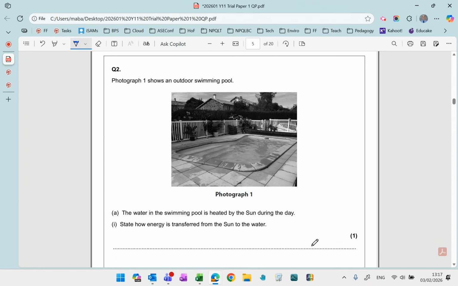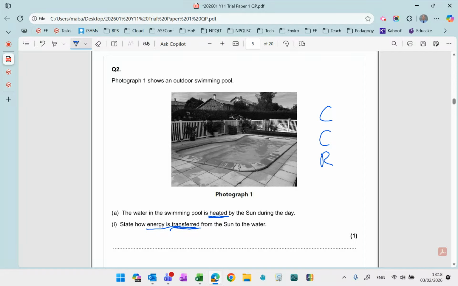Okay, moving on to question 2. The water in the swimming pool is heated by the sun, and then we need to state how energy is transferred. Right, now there's 3 types of mechanisms where you can have heat transfer. Okay, and that's what it's talking about. Like you can see, it's heated by the sun, so we're talking about heat transfer. So the 3 ways that that can happen is conduction, convection, and radiation.